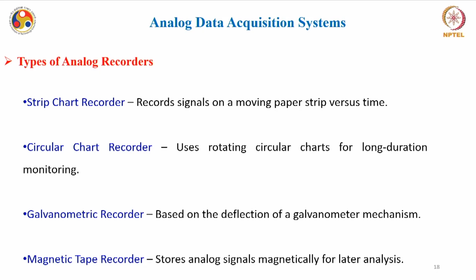Like the strip chart recorder, it records signals on a moving paper strip versus time. The circular chart recorder uses rotary circular charts for long duration monitoring. The galvanometric recorders are based on the deflection of a galvanometer mechanism, which is based on the magnetic field that we have seen in our previous discussions. The magnetic tape recorders have the capability to store analog signals magnetically for further analysis at a later stage.